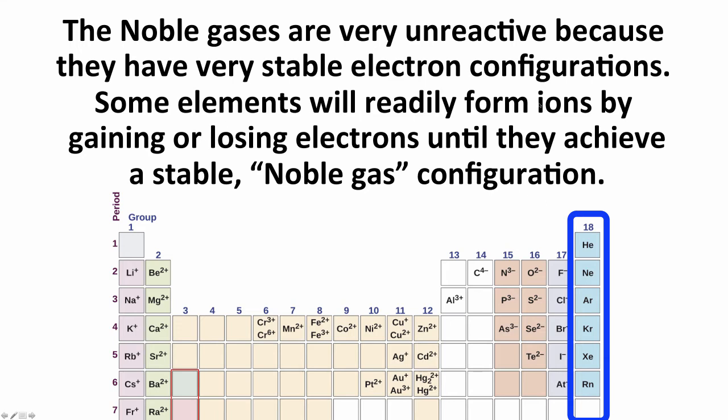Now, other elements will readily make an ion. They'll readily react by either gaining or losing electrons until they end up with a stable or noble gas arrangement. So fluorine can gain an electron, and if so, it ends up with one more electron, which is the exact same electron arrangement as neon. That's nice and stable. Sodium can lose an electron. That gives it one less electron, which also ends up having the sodium, once it's an ion, having the same electron arrangement as neon, which is nice and stable. So this is going to be a driving force for a certain kind of reaction that forms ionic compounds.